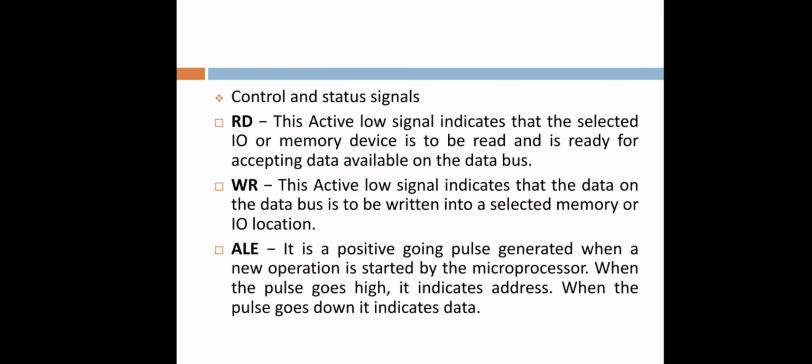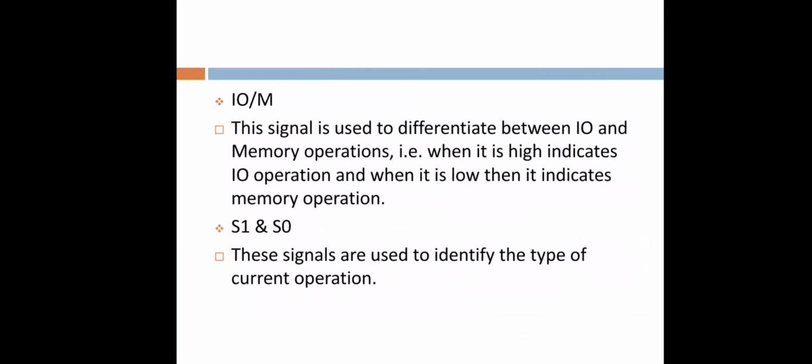ALE pin. The full form of ALE is address latch enable, and it is used to demultiplex the address bus and data bus. A positive going pulse is generated when a new operation is started by the microprocessor. When the pulse goes high, it indicates that the address bus is active, and when it becomes low, the data bus is active. So basically the ALE pin is used to demultiplex the address bus as well as the data bus.